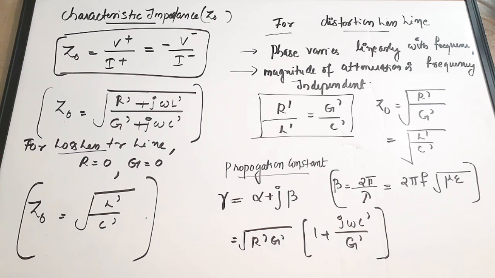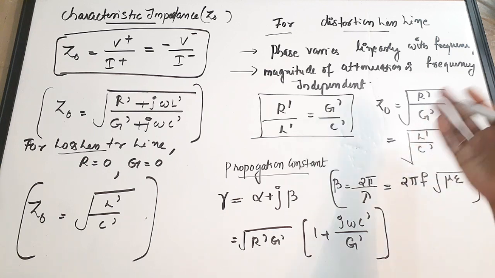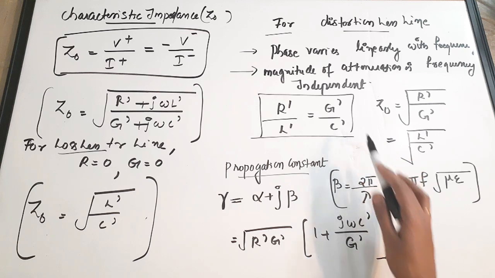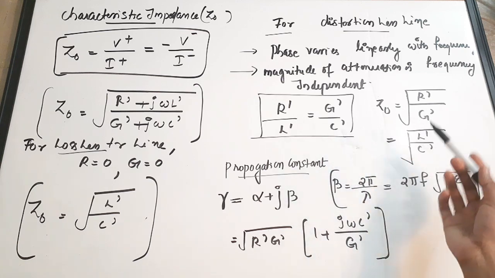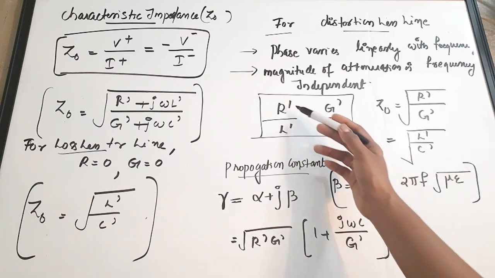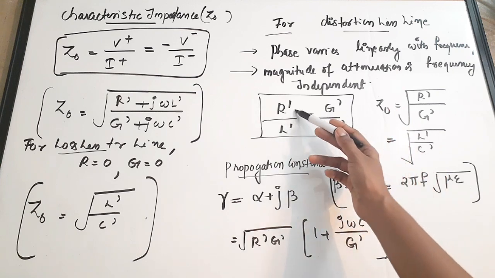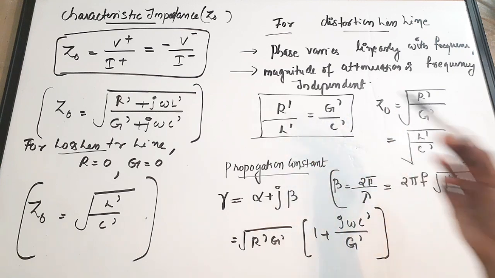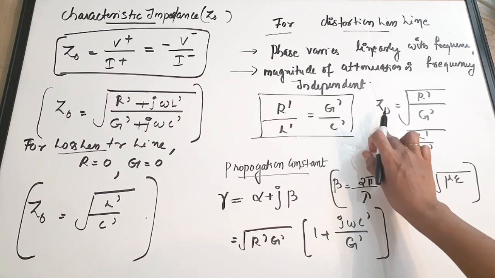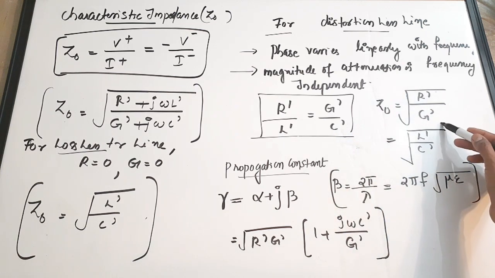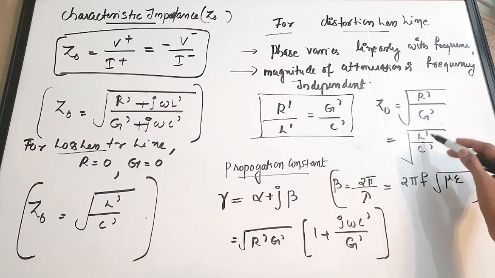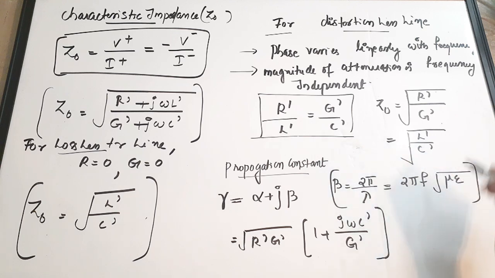Sometimes in the question it will be given that for a distortionless transmission line, you need to find the characteristic impedance, or what is the criteria, or check whether it is a distortionless line. You have to check for this equality: R' by L' should be equal to G' by C'. The characteristic impedance is given by square root of R' by G', or is equal to square root of L' by C'. These are the equations for finding the characteristic impedance of a distortionless line.